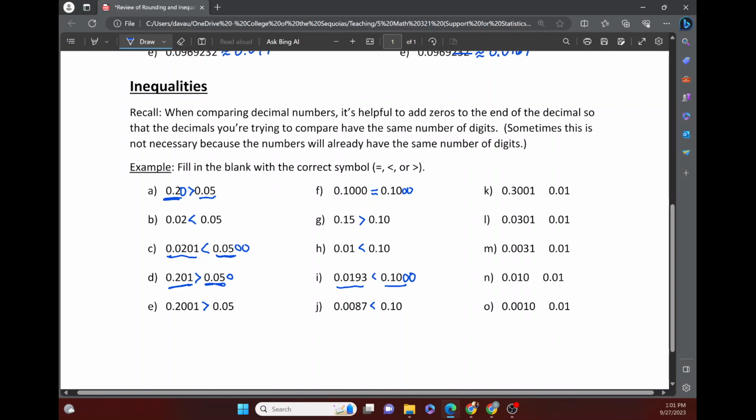So looking at the third column, we should have a greater than, a less than. These are equal, and this is less than. Okay, so same thing, add the zeros if you need to in order to help that make sense to you.